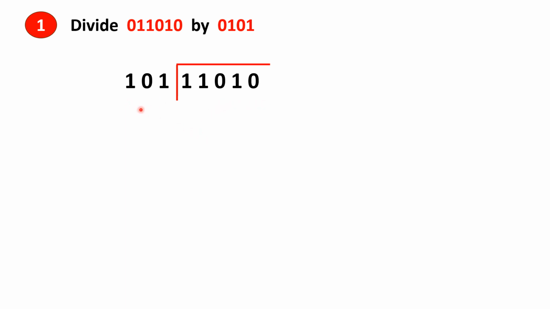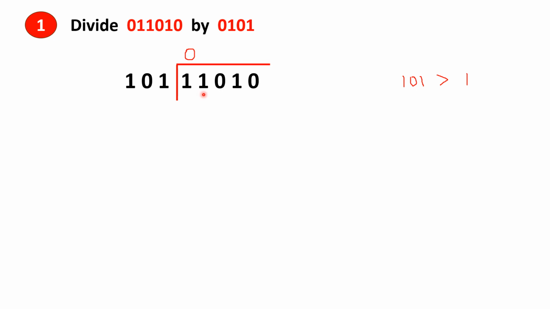So first I have to compare the divisor 101 with the first bit in the dividend. So I will compare 101 with 1, the first bit of the dividend. When I compare, the divisor is greater than the dividend. So I will put a 0 in my quotient part.